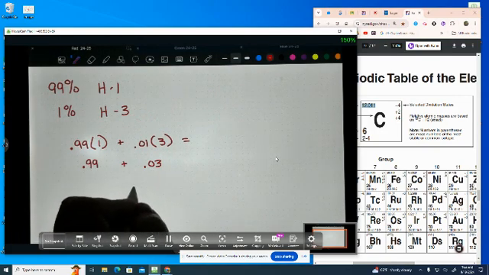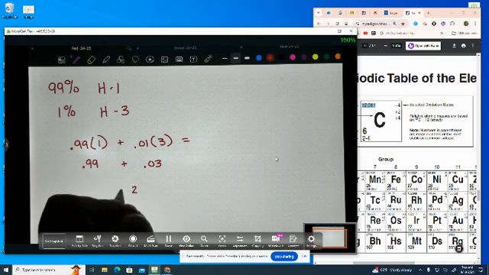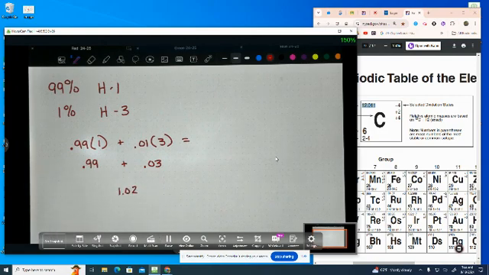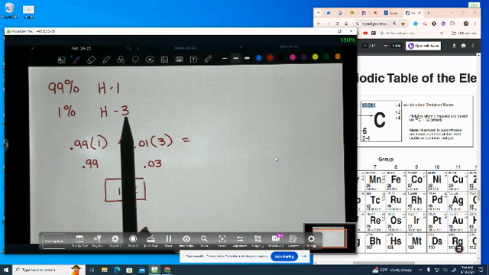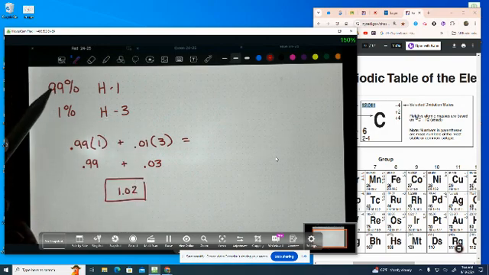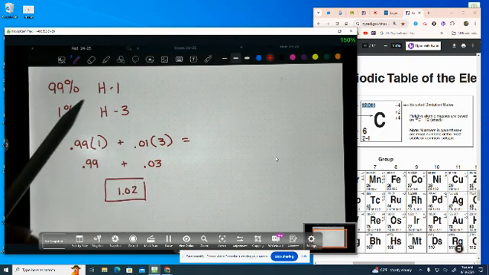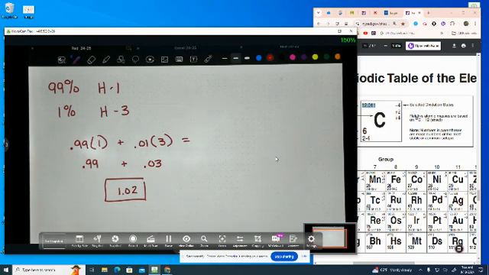0.99 plus 0.03 is 1.02. Check my math on your calculators just to make sure, because I make mistakes. I don't think I made one this time, but 1.02. And notice that my average is closer to the 1 than it is to the 3, because I've got more hydrogen 1s than I do hydrogen 3s.